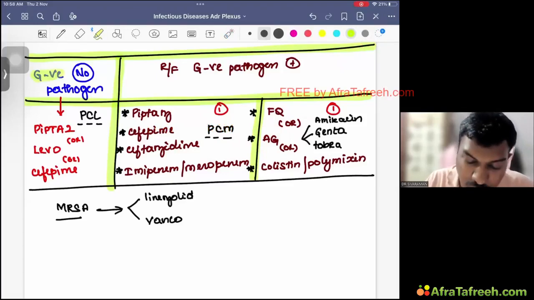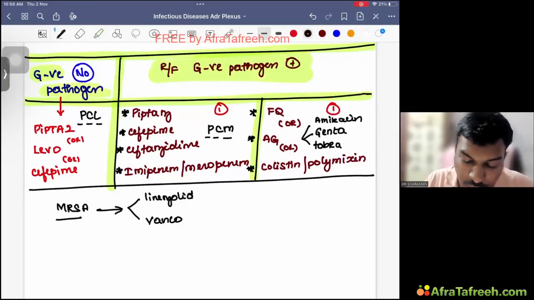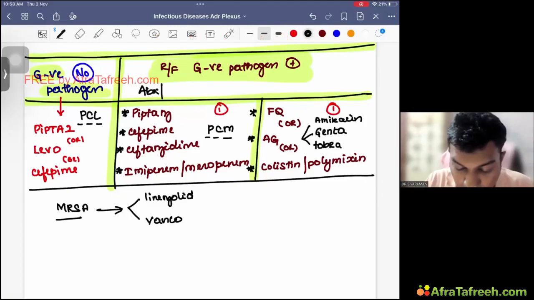So, based on the local antibiogram, your treatment is decided, but you have to check for risk factors. Antibiotics given in the past. Hospital admission in the past. If these risk factors are present, then you are going to go for combined treatment.